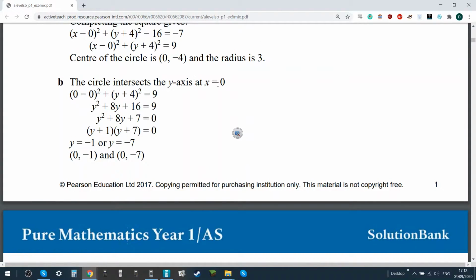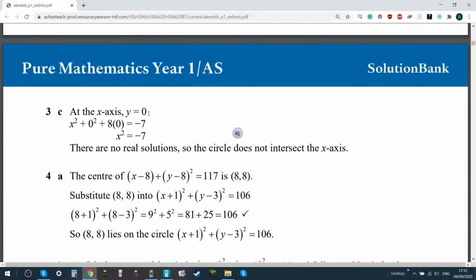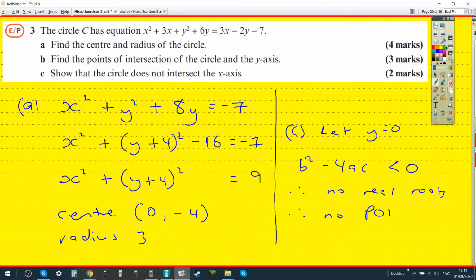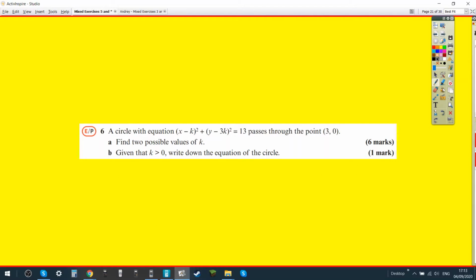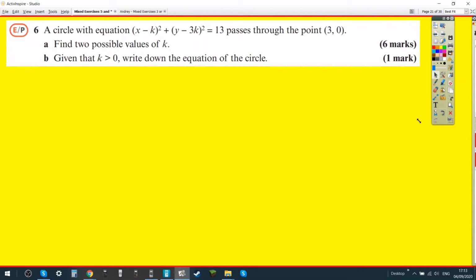Let me see 3. The circle intersects the y-axis, that's b. 3c, at the y is 0, x squared equals minus 7. There are no real solutions. Okay, so it's a very, very simple type of thing. So you didn't need a discriminant. Any questions about that? No. I think it's okay. Let's see. How would you do A?